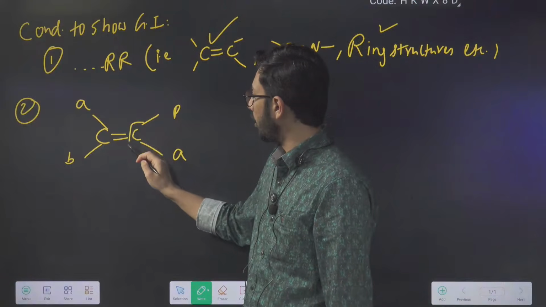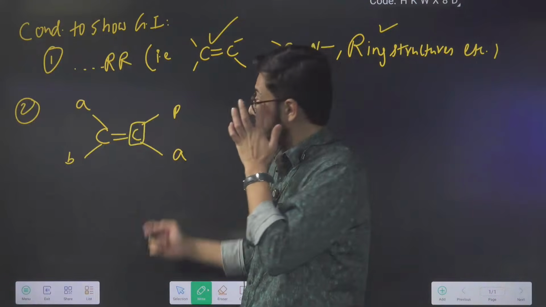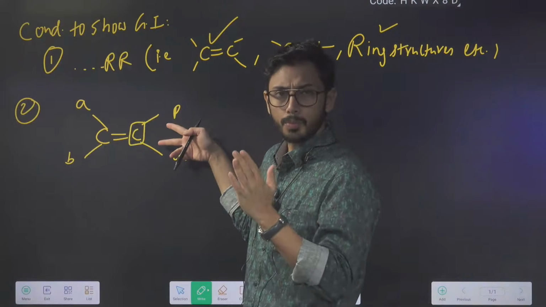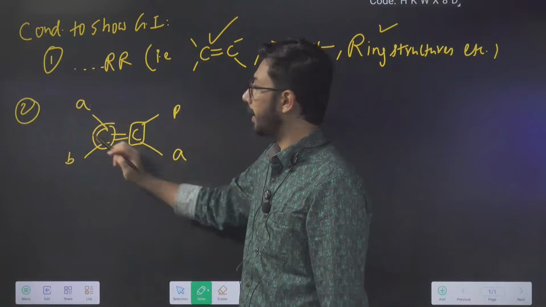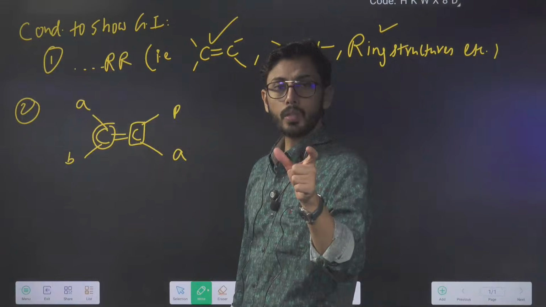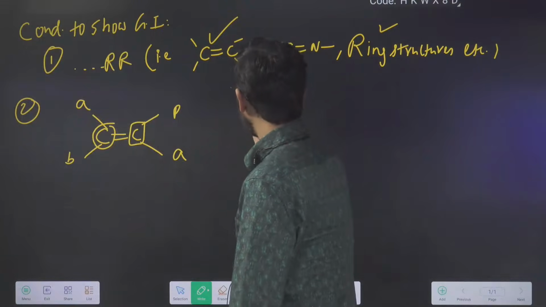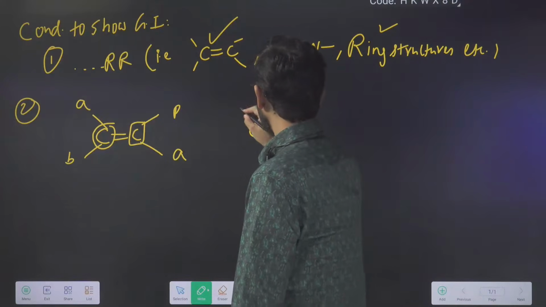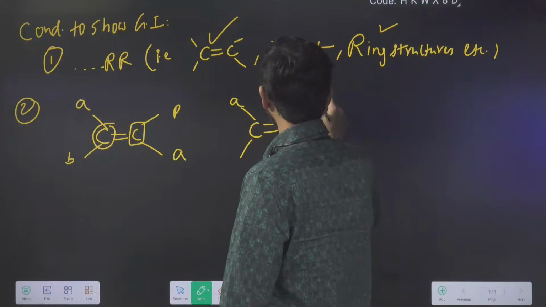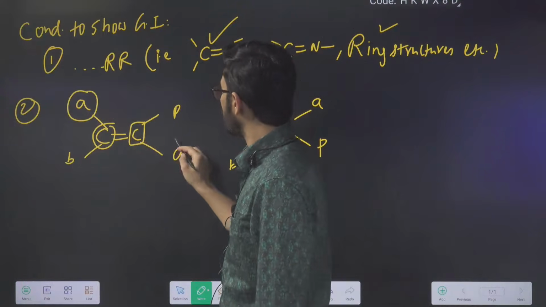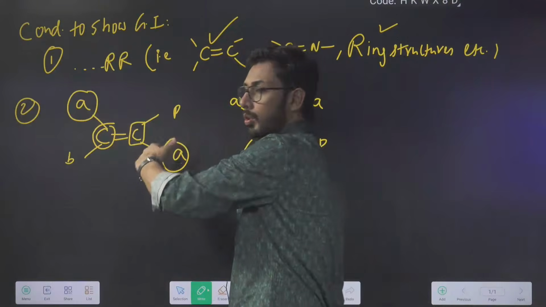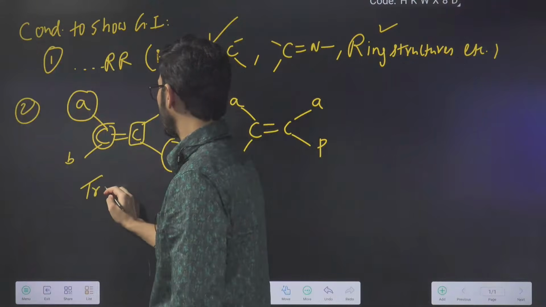On the right end of the restricted bond, it has two different groups, P and A. The left end also has two different, P, A and B. So this compound can show GI, and its other isomer exists where here A, here A, here P, here B. A and A are opposite. When similar groups are on the opposite side, it is termed which isomer?